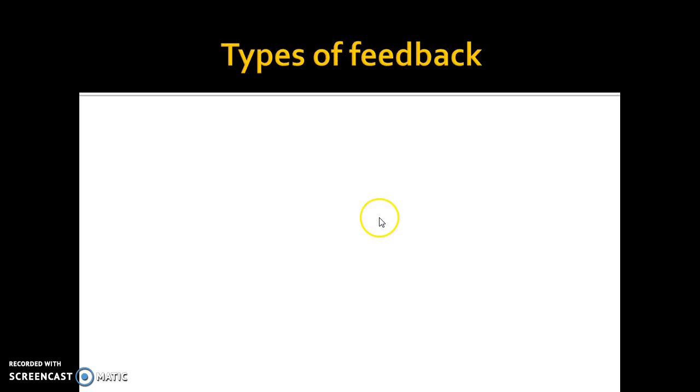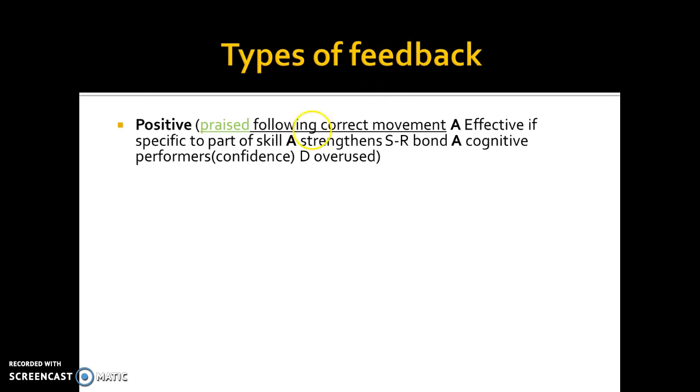So, types of feedback then, this is the important stuff. What you'll have is a green colour-coded word that is absolutely vital in your explanation of the 8 types of feedback. Pretty much the prefix for all of the types of feedback will be information, because all feedback is information given to detect and correct errors. So if we start off then, positive feedback is when you're praised following correct movement. Okay, so the key word is praise.